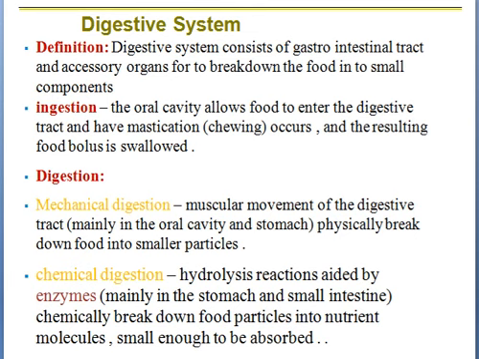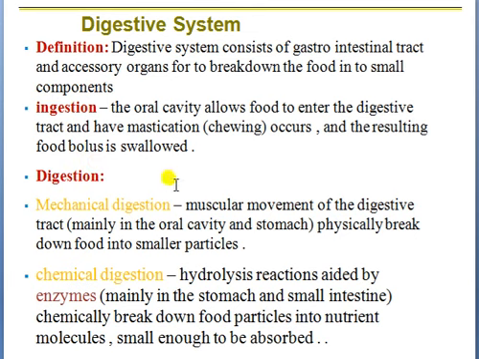So coming to the digestive system definition, it is a system consisting of the gastrointestinal tract and accessory organs to break down the food into small components. Whatever you take in as food, we call it ingestion. Then it enters the mouth, so mastication occurs. As a result, a bolus is formed. After that we swallow it.